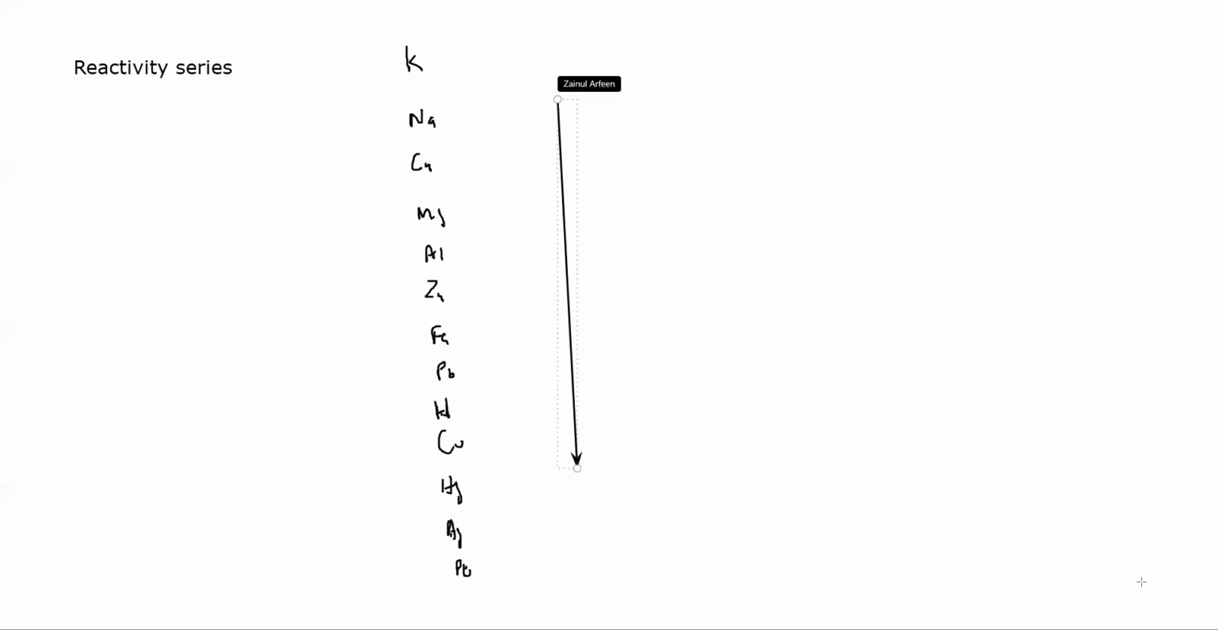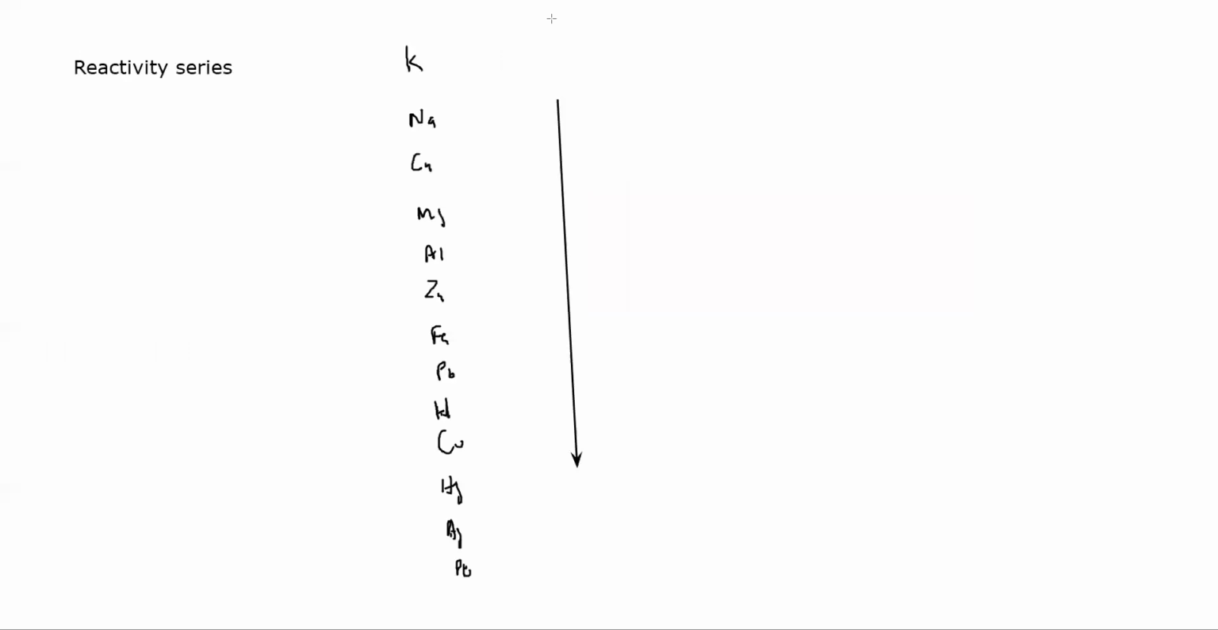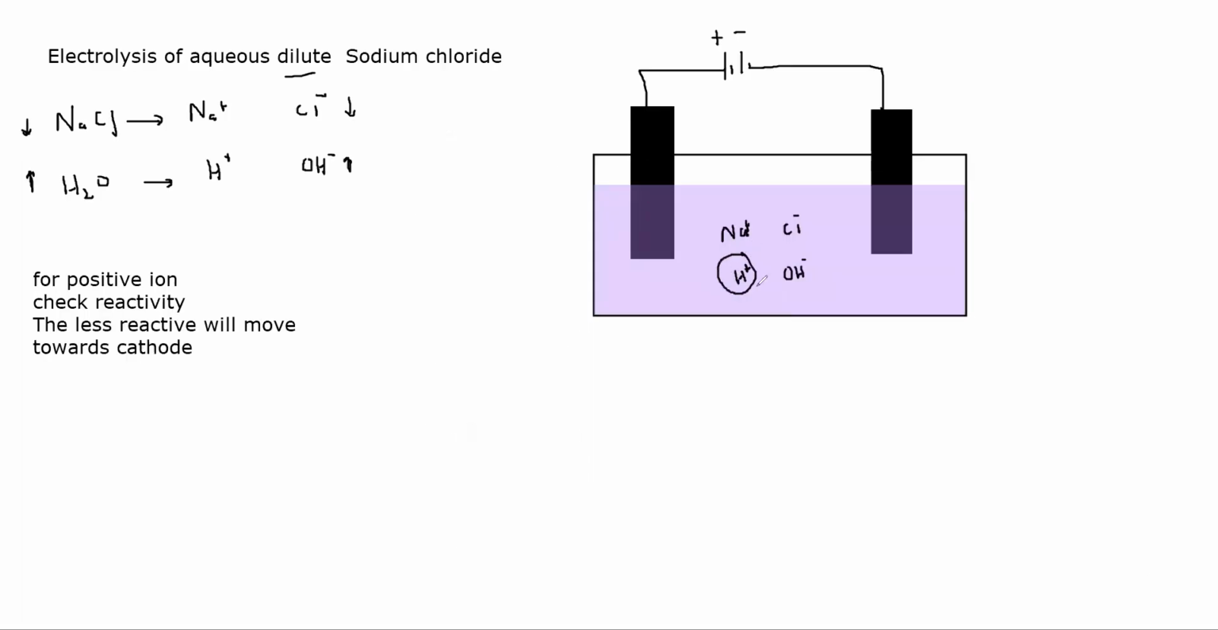So what are the ions present? We have sodium ion and we have hydrogen ion. So which is less reactive? Sodium or hydrogen? Hydrogen. So hydrogen ion is less reactive, and as it is less reactive, it is attracted towards the cathode.